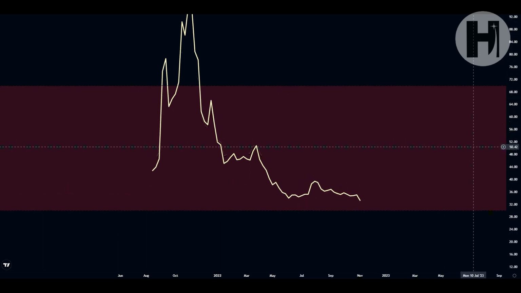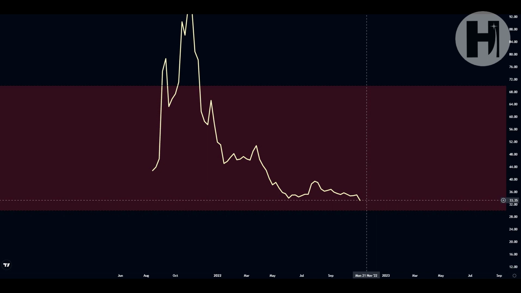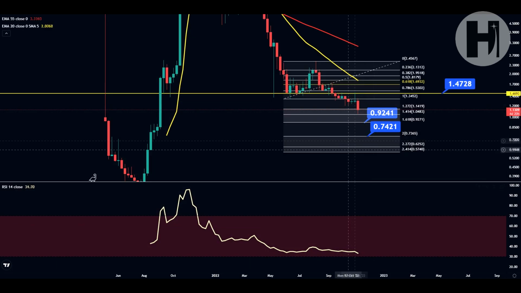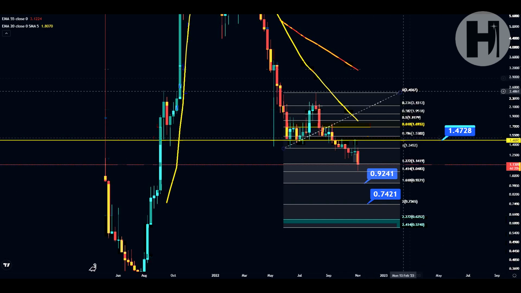We are sitting at the index of 33. So this is a good entry point. Like I said, if you have been buying up here, this is where you want to dollar cost average in. And this is regarding the weekly chart.